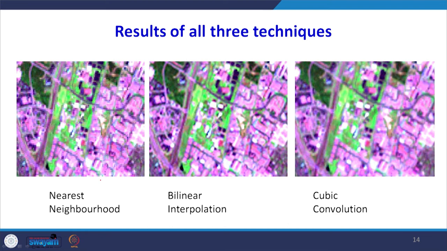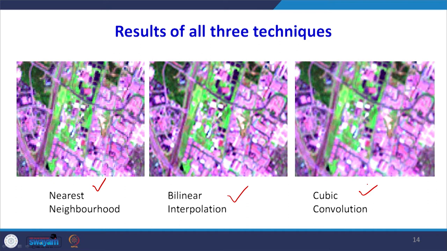These are the results of all three techniques. When I apply the nearest neighborhood technique, the image is blocky. The linear feature will become slightly blocky if you try to enhance this image on your computer screen. The bilinear interpolation will smoothen the image; a small blurriness will appear when we apply bilinear. The cubic convolution image is like applying a high pass filter to the data. So these are the three different sets of output results we are getting. As I told you, the third one is much more accurate.